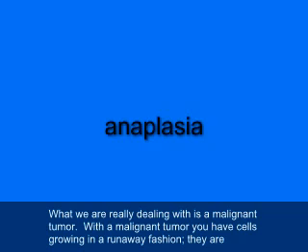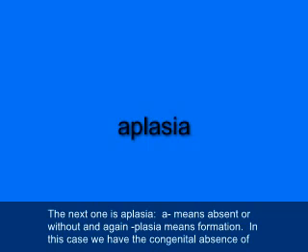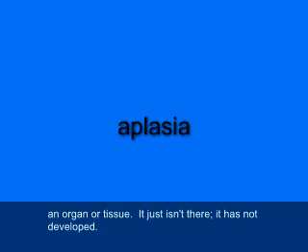What we're really dealing with is a malignant tumor. With a malignant tumor, you have cells growing in a runaway fashion. They're abnormal, they grow rapidly, too rapidly in fact, so that they endanger the human body. The next one is aplasia. A means absent or without, and again, plasia means formation. In this case, we have the congenital absence of an organ or tissue. It just isn't there. It has not developed.